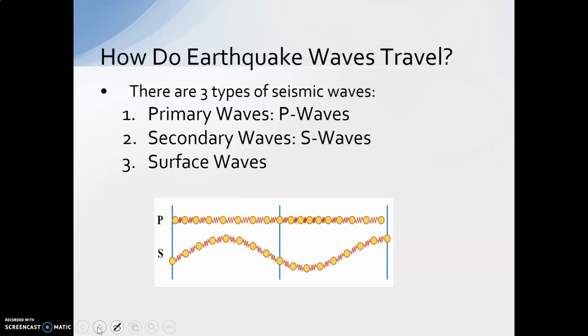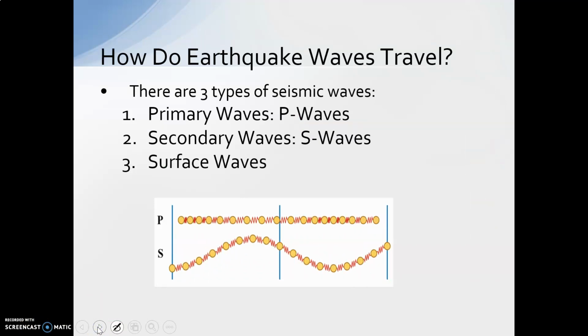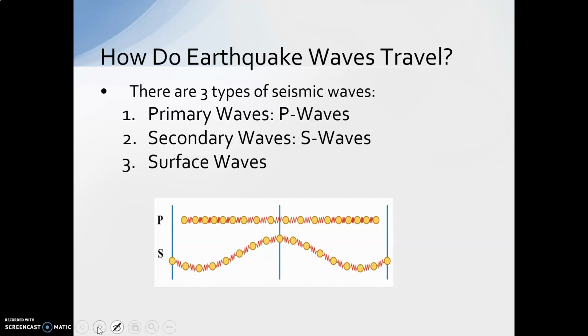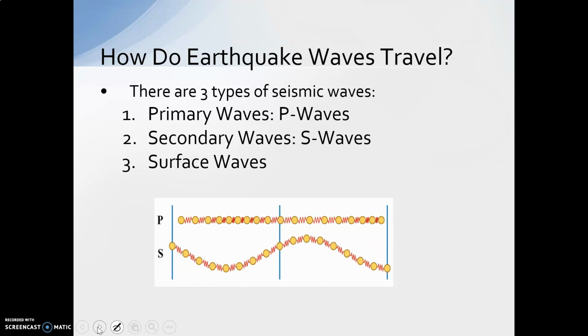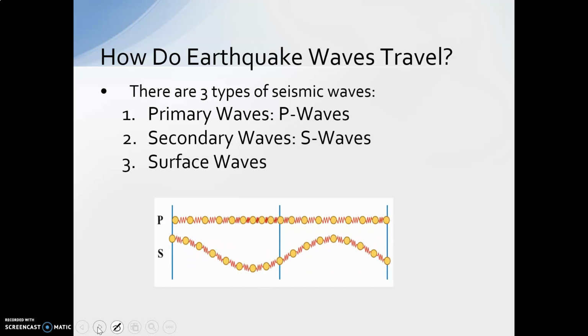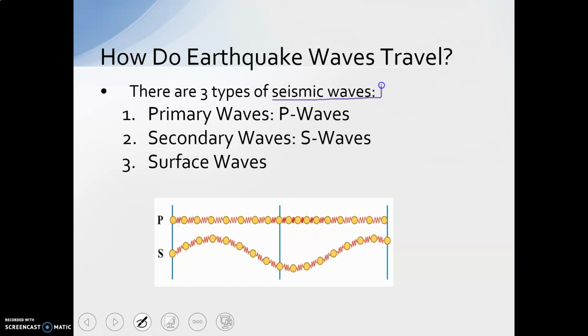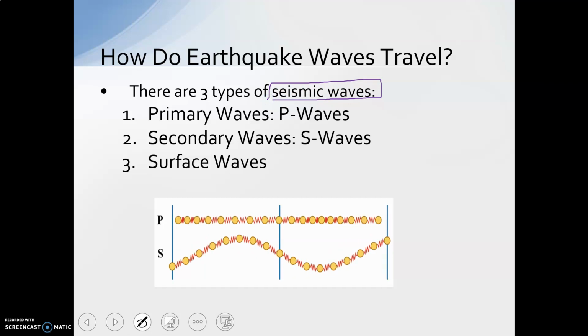So how do these earthquake waves travel? Well, there are three types of seismic waves that we are going to focus on. P waves are primary waves, S waves are secondary waves, and the third one is a surface wave. But all three of these are types of seismic waves.